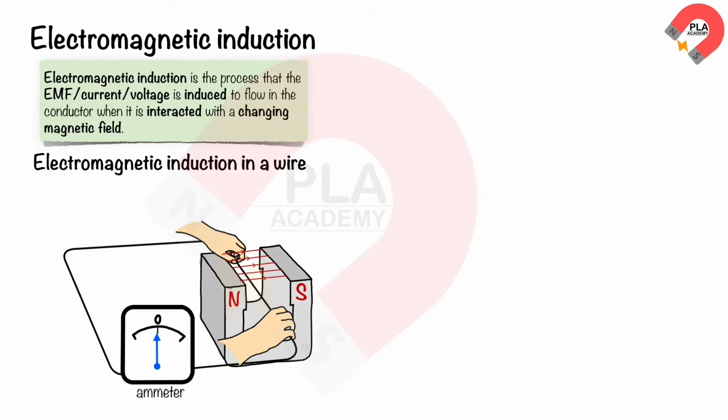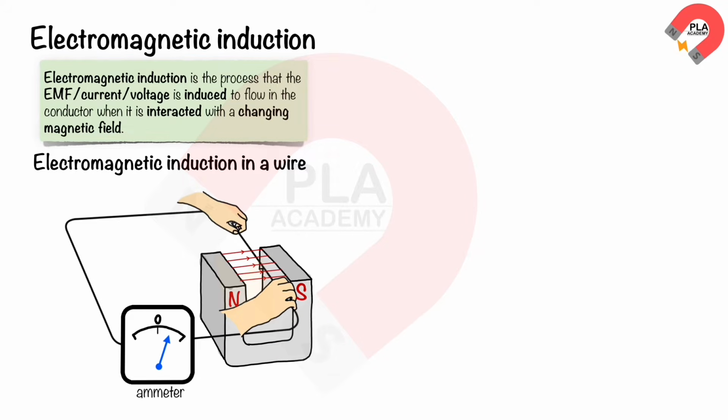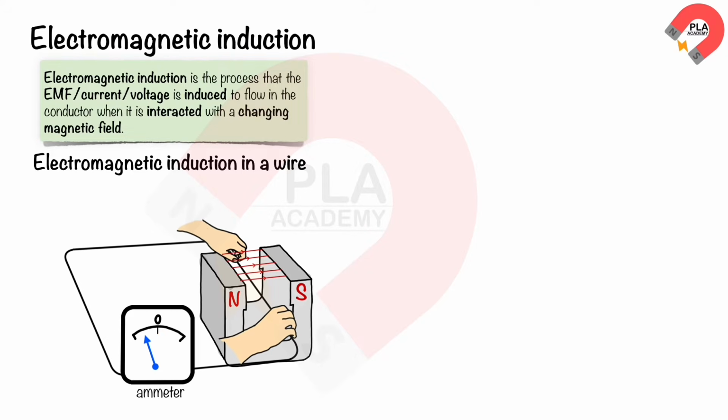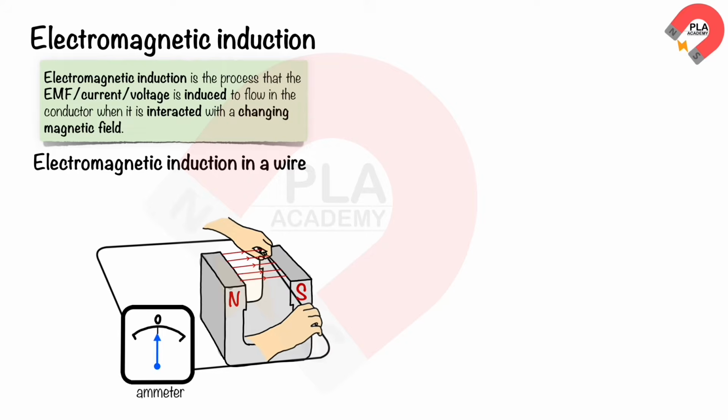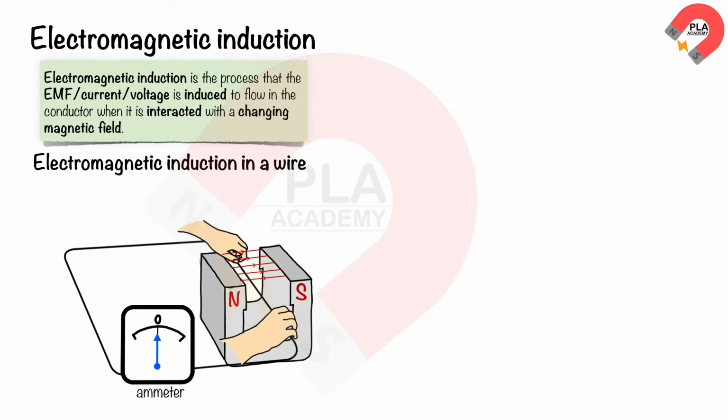When the wire moves upward through the reversed magnetic field and stops, the needle of the ammeter deflects to the right and then returns to zero. Conversely, when the wire moves downward through the magnetic field and stops, the needle of the ammeter deflects to the left and then returns to zero. When the wire moves parallel to the magnetic field, it does not induce any current. So, the needle of the ammeter does not deflect.